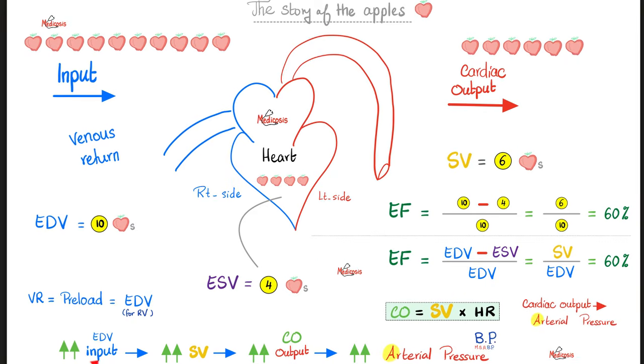So if the heart receives more input, i.e. more preload, which means more venous return, which means more end-diastolic volume, of course the stroke volume will increase. If I gave you 20 apples instead of 10, of course you can eject more. Assuming that you will still eject 60%, 60% times 20 is greater than 60% times 10, which means that your cardiac output goes up because cardiac output equals stroke volume times heart rate. So if the stroke volume goes up, cardiac output goes up. And when cardiac output goes up, arterial blood pressure goes up.